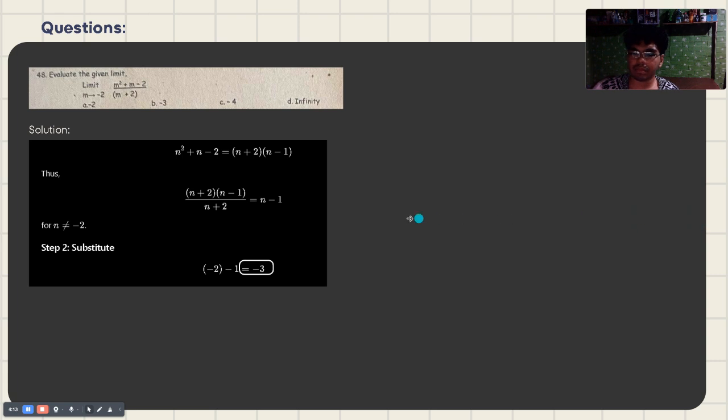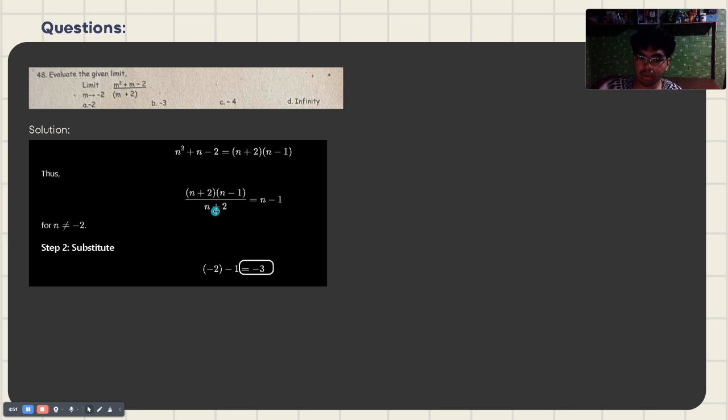Next, number 48. Evaluate the given limit. Limit as m approaches negative 2 of m squared plus m minus 2 over m plus 2. So for the solution, factor the numerator. So m squared plus m minus 2 is equal to m plus 2 times m minus 1.